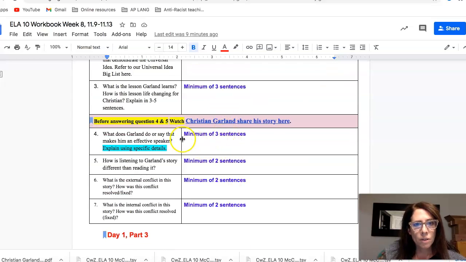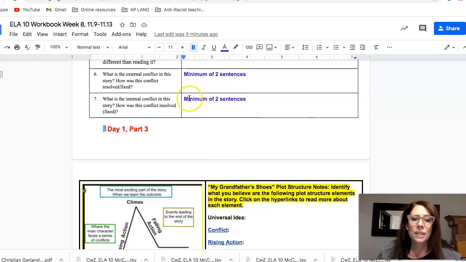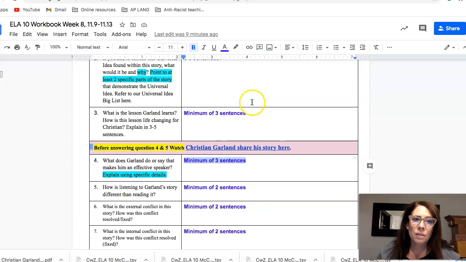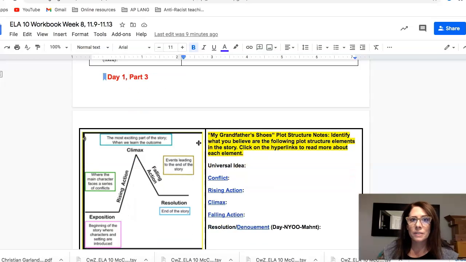There are very specific directions. When it says 3 sentences, please complete in 3 sentences. I'm looking for full sentences. Even a sentence in response to a question, that is a demonstration of your writing. So you really want to aim for full sentences and to increase your vocabulary to use academic language.